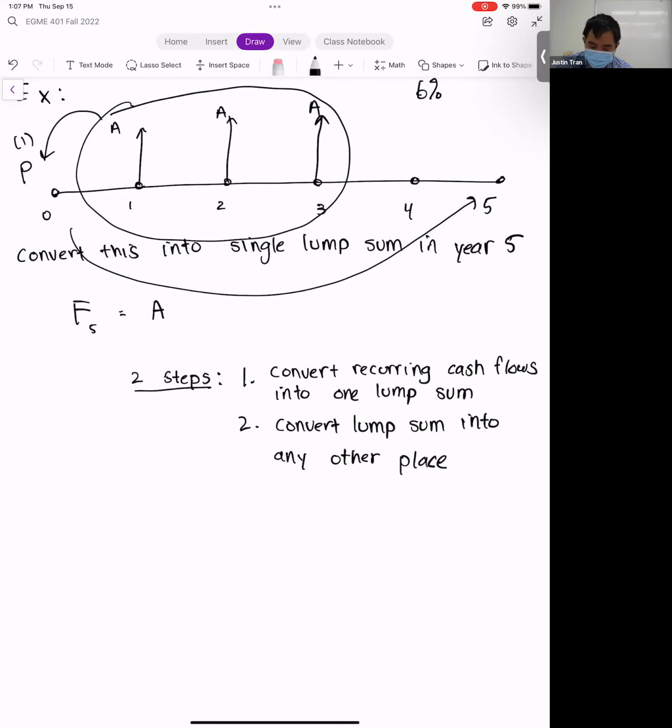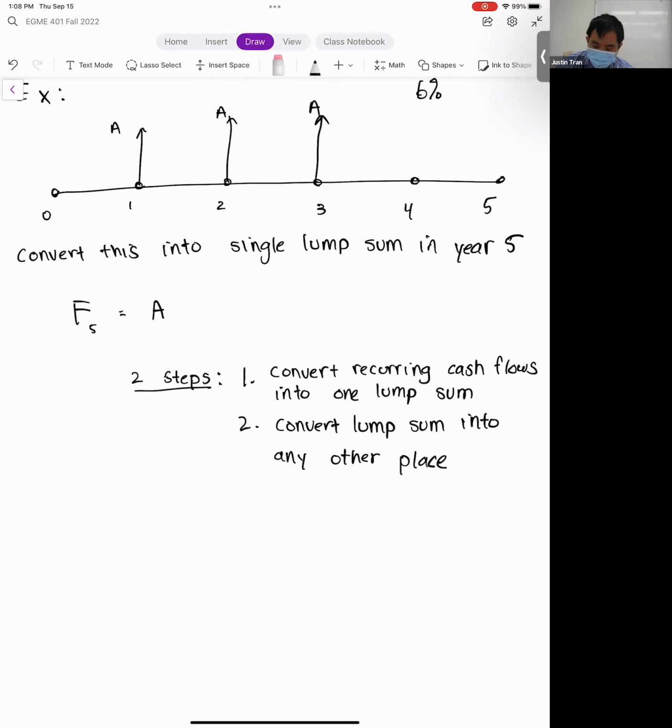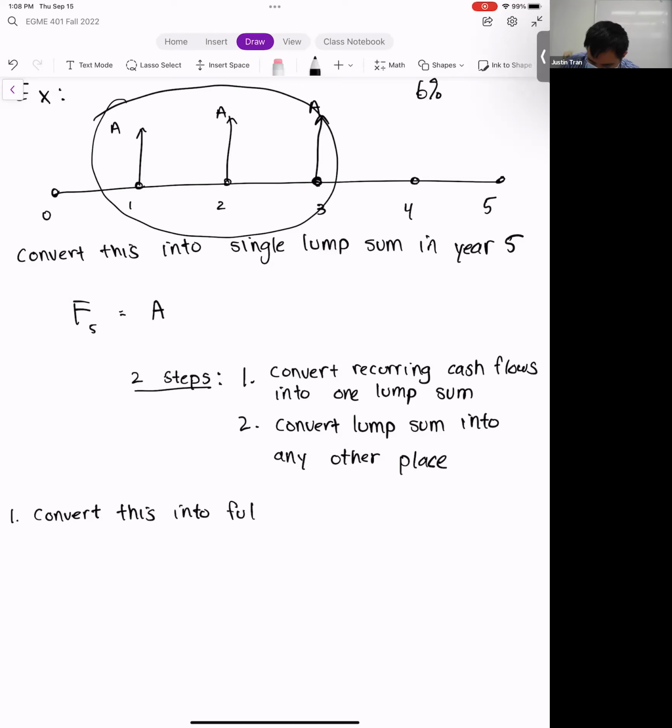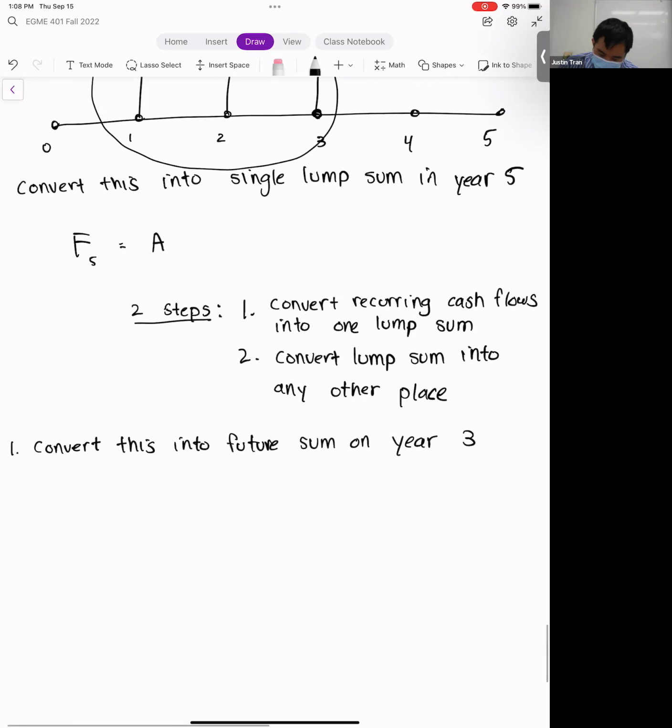Let me do it in a little bit of a non-standard way, just so you can get a different look. Okay. And so the first thing I'm going to do is take this and convert it into a future sum, but on year 3. Okay. And so to do that, we'll call this F3.